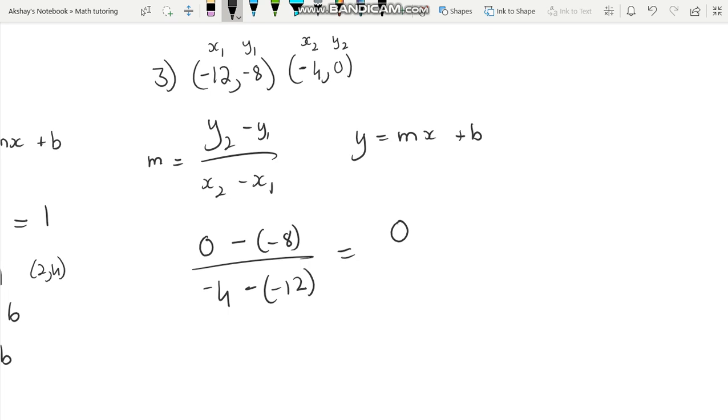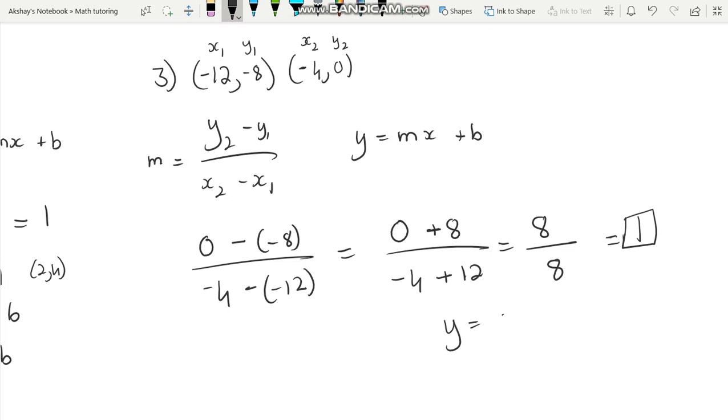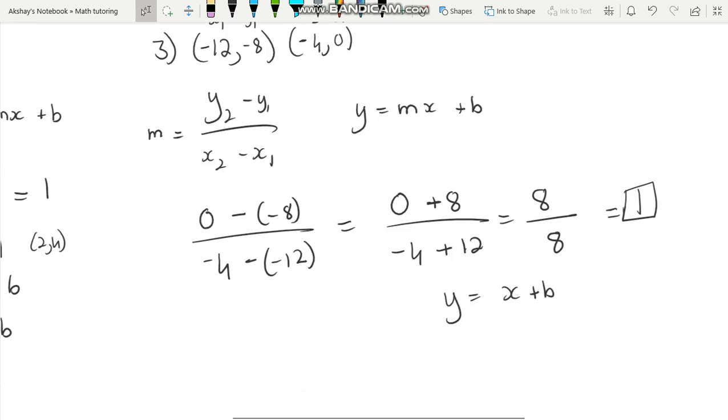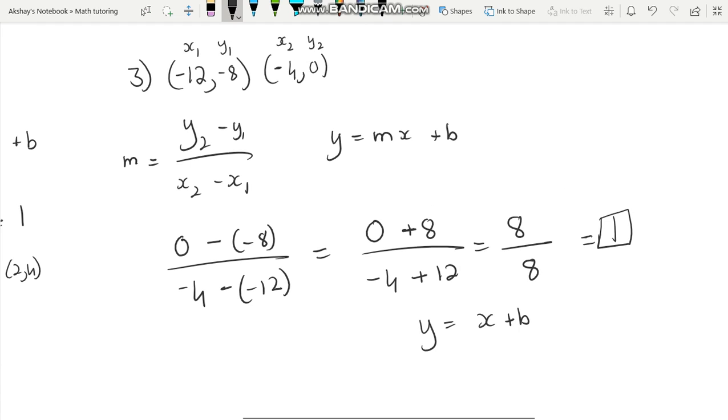Of course, I can go ahead and simplify this. Negative times negative 8 gives me positive 8. Negative times negative 12 gives me positive 12. 0 plus 8 gives me 8. Negative 4 plus 12 gives me 8. My slope here is 1 as well. So I have y is equal to x plus b, or 1x plus b, as my m value for my slope. To find my b, I can use my point (-4, 0).